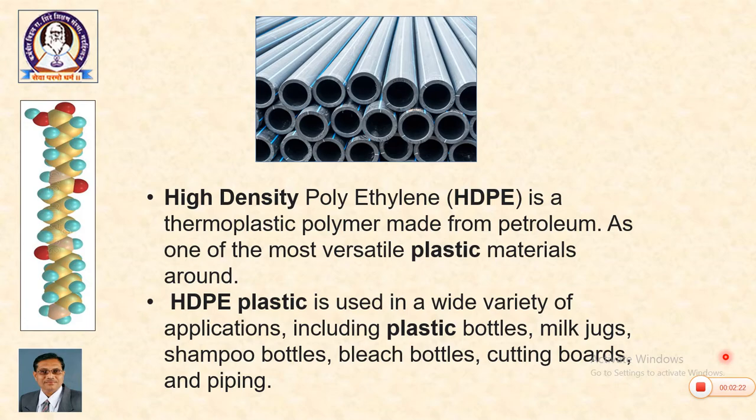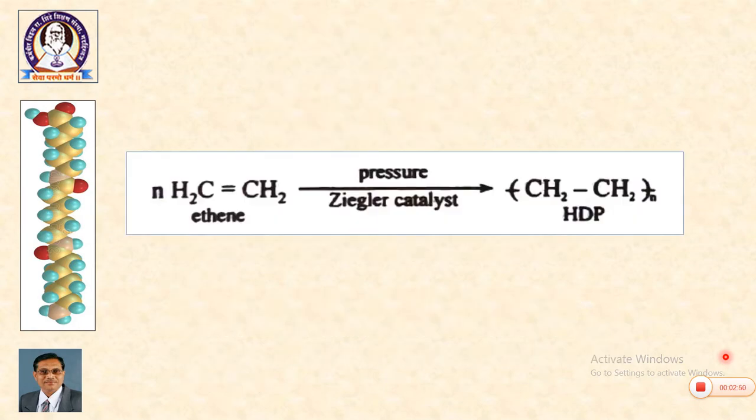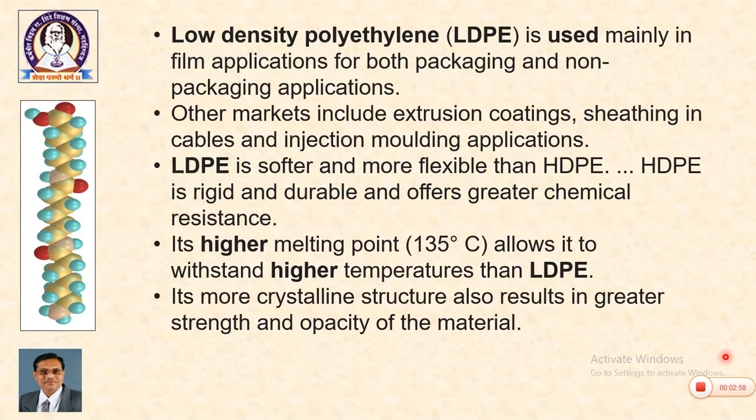Then the second variety is high density polyethylene, HDPE, a thermoplastic polymer made from petroleum, one of the most versatile plastic materials around. HDPE plastic is used in a wide variety of applications including plastic bottles, milk jugs, shampoo bottles, bleach bottles, cutting boards and piping. The reaction is again similar, but in this case the polymerization is carried out using Ziegler-Natta catalyst. Let us see the comparison.